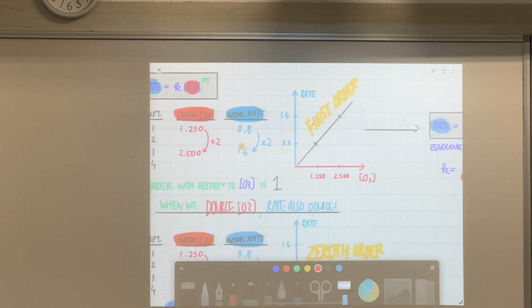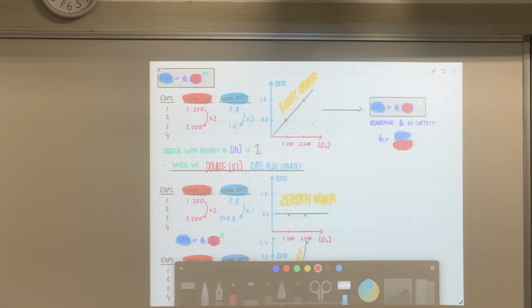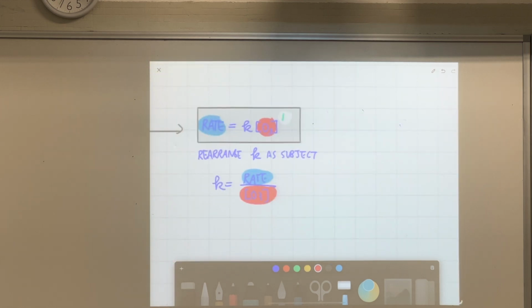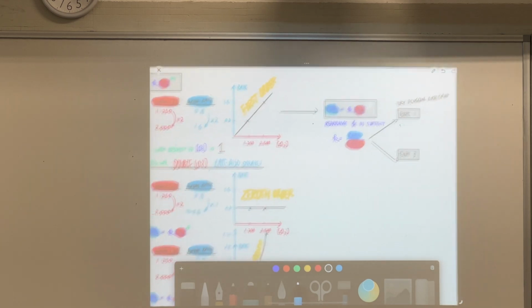You can plug any of these values in here. You can do 0.8 over 1.25, or you can do 1.6 over 2.5. Let me show you. Using either of these will give you the correct answer. So can you try plugging in data from experiment 1, and can you try plugging in numbers from experiment 3? You can try any other experiment, it's okay. So let's try experiment 1 first.